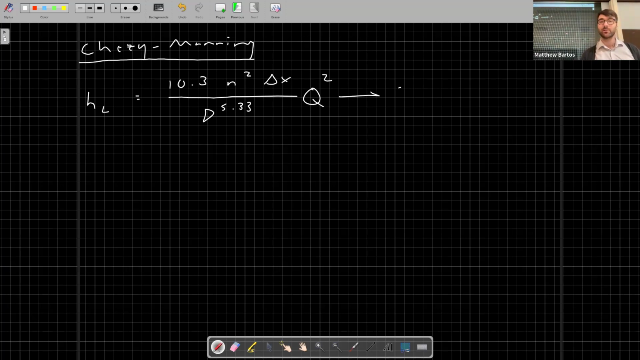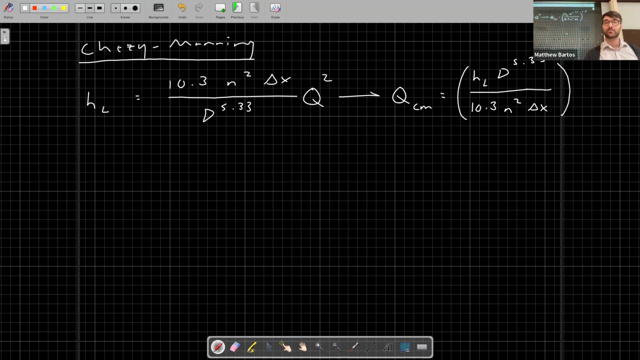We can rearrange for Q just like we did before. So Q under the Chezy-Manning equation is equal to quantity head loss times the diameter to the 5.33 power divided by 10.3 times the roughness squared times the length of the pipe, all raised to the 0.5 power.